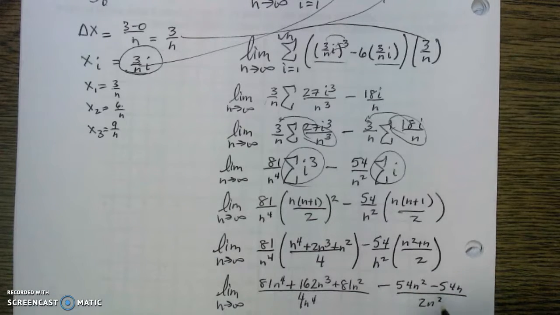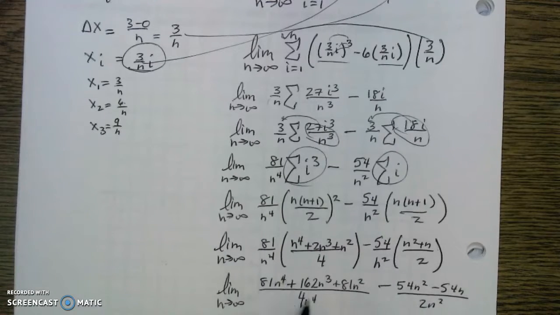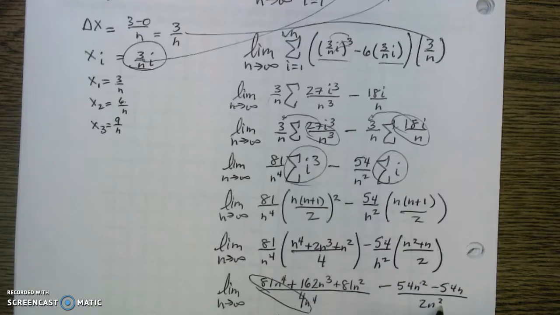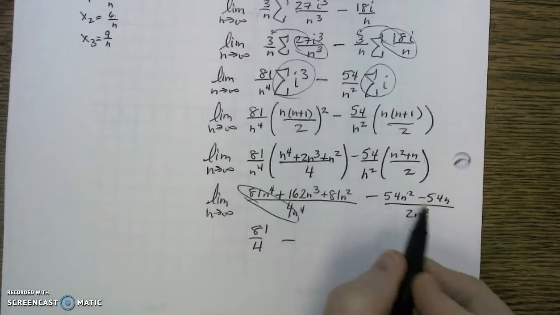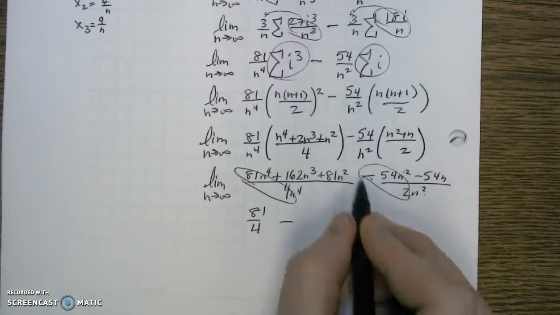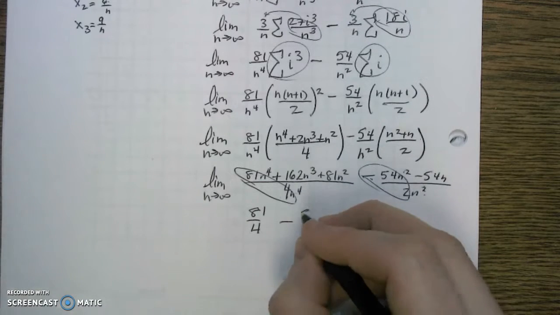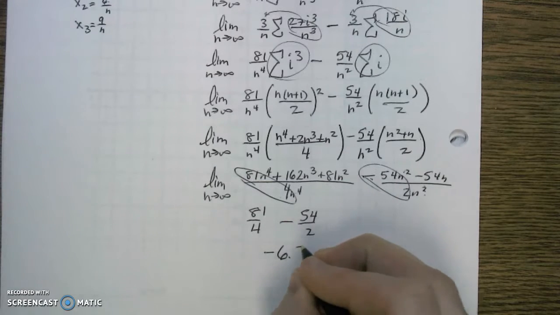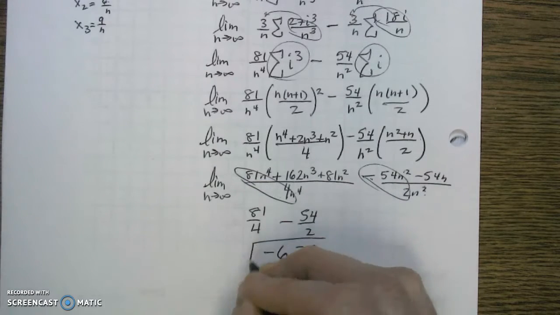And then when we find the limit of each fraction, the limit of this one, since the 4's match, is 81 over 4. And then here, the n squareds match, so negative 54 over 2. And together those make negative 6.75, which would be the true area under the curve.